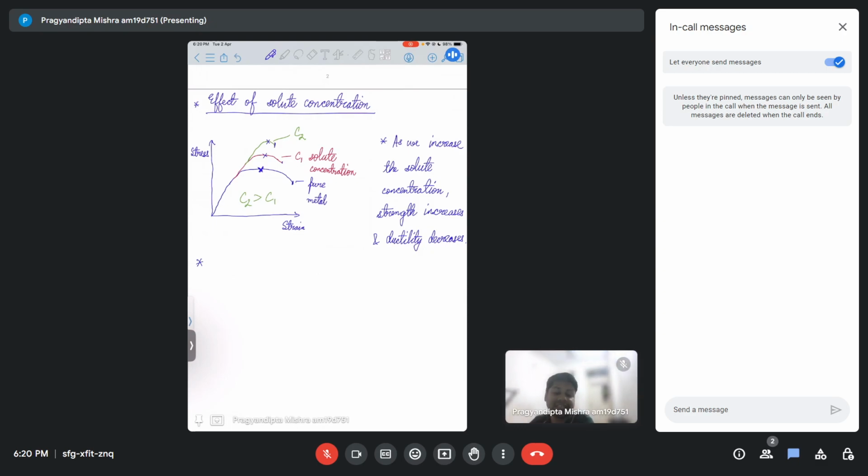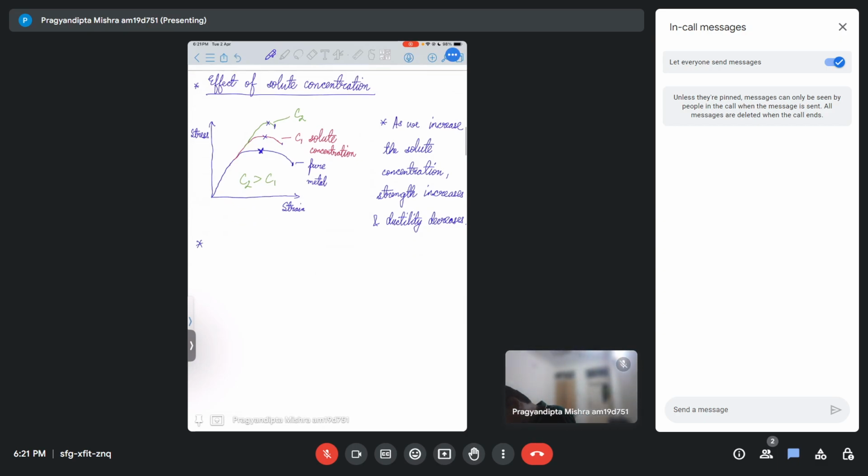Why do we see this strength increase? Essentially, that is the question. Why are we seeing this? The most obvious answer, the same answer that we have been giving for every strengthening mechanism: this solid solution is offering a greater resistance to the dislocation motion.